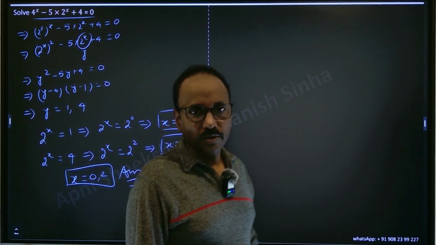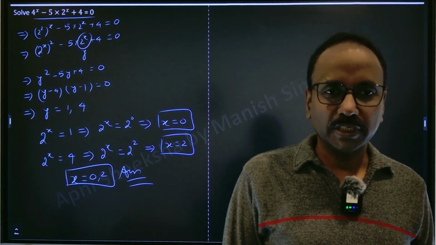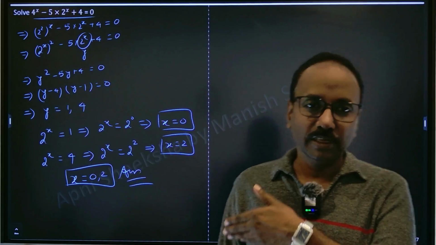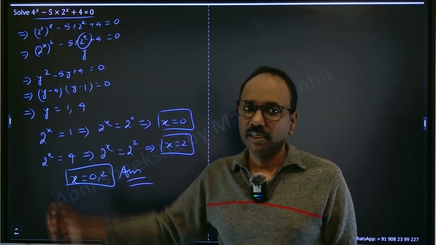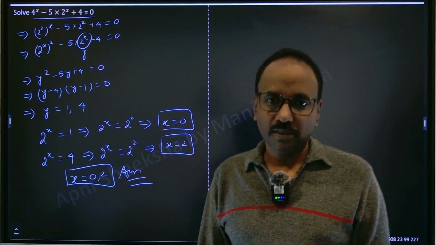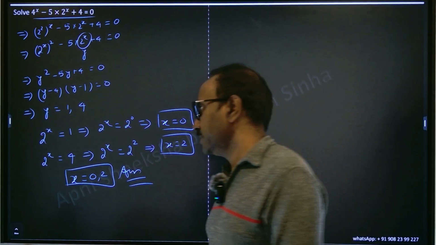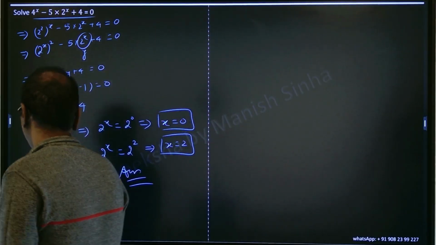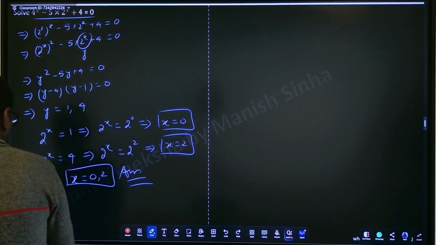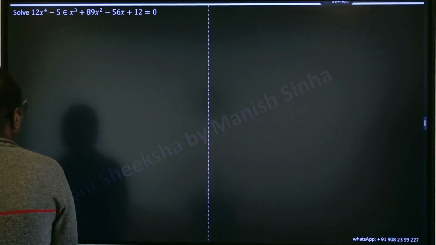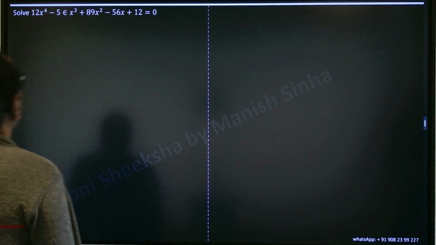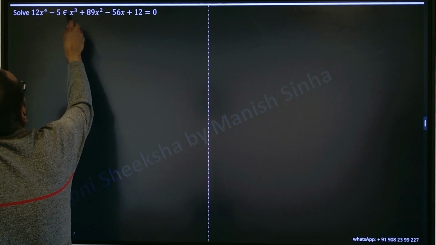If you want to cross check for your mistakes, if at any stage you have made mistakes, you can put this value in the equation and cross verify it. Now let us move to the next question. This one is 56, sorry.